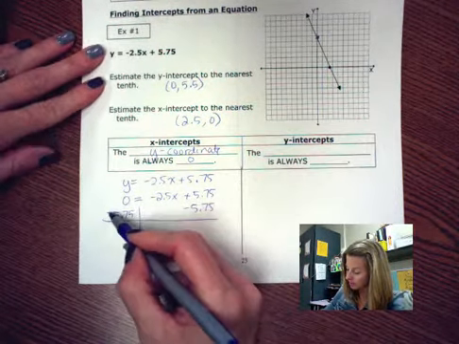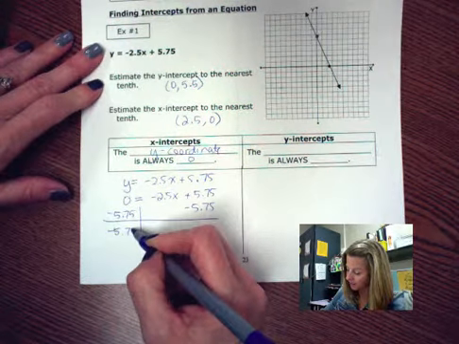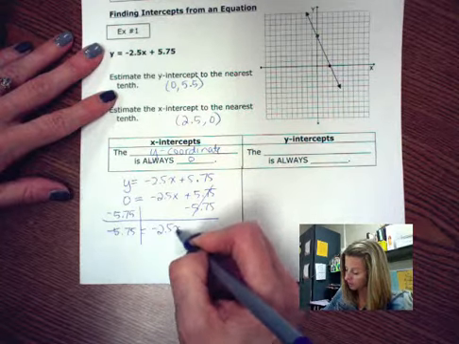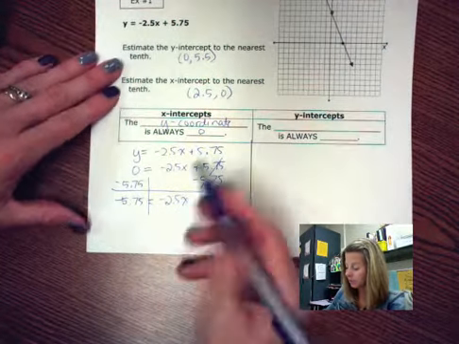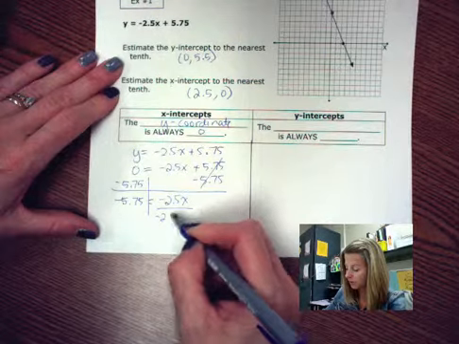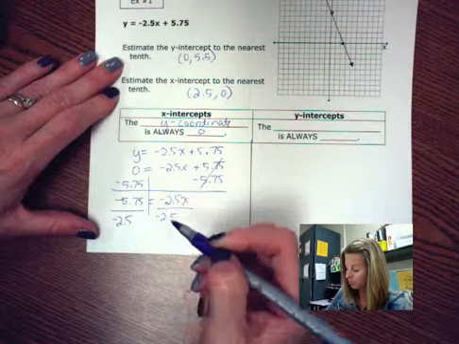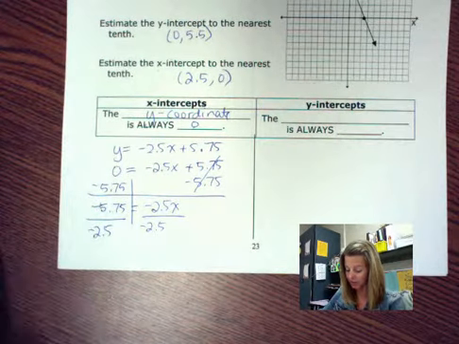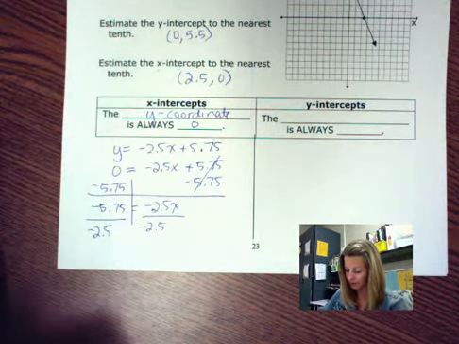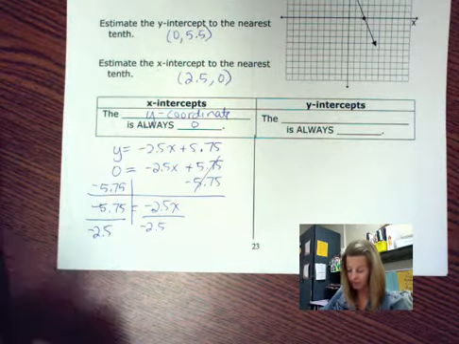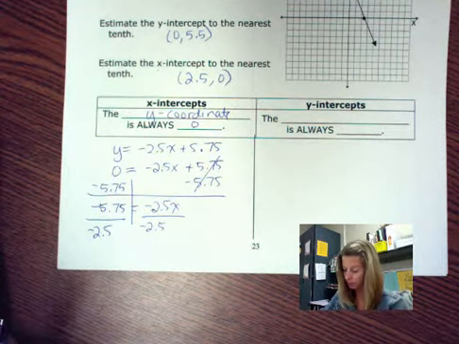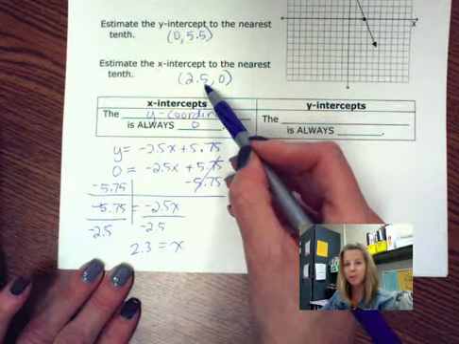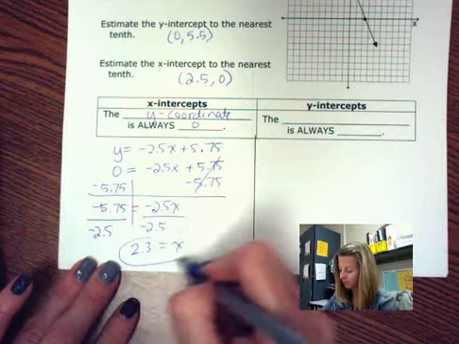When I do that, 0 minus 5.75 is -5.75. Those are gone. Equals -2.5x. Now I'm ready to divide by -2.5. I want to get my calculator and divide. -5.75 divided by -2.5 is equal to 2.3. So I get 2.3 equals x. And I estimated 2.5, so that's pretty close.